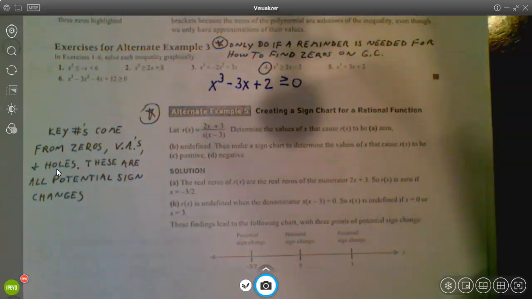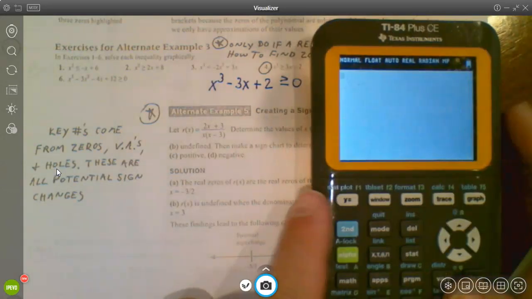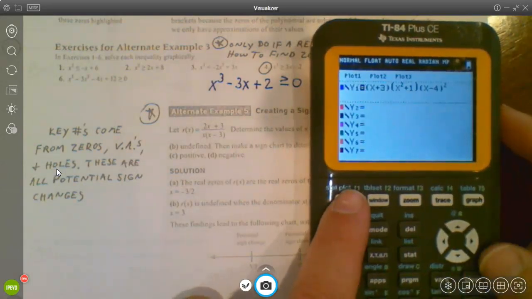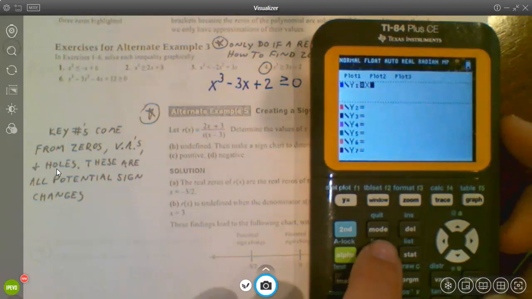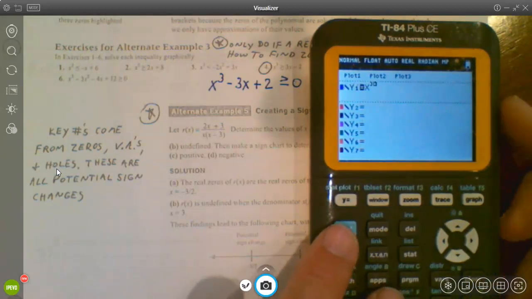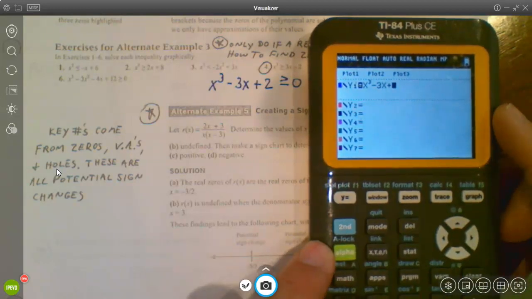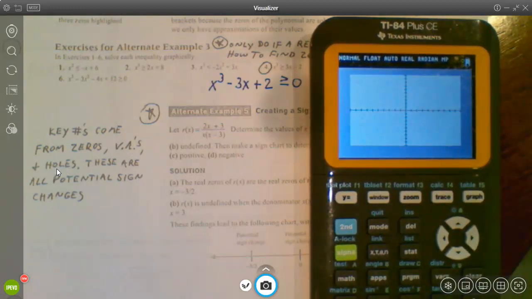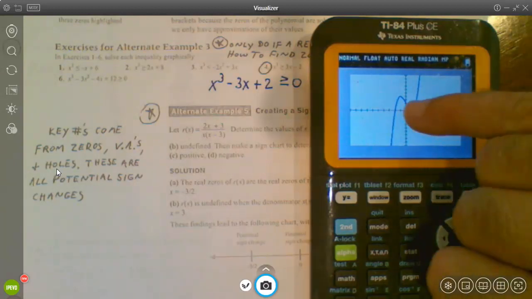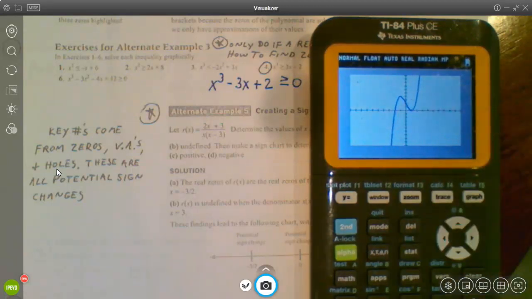So let's throw that all into here. So x to the third minus 3x plus 2. Let's graph. Should see an S shape. And there we go. So just in looking at that, I can see that my positive sections of the graph are really everything to the right of what looks like negative 2. Let's just confirm what that is.